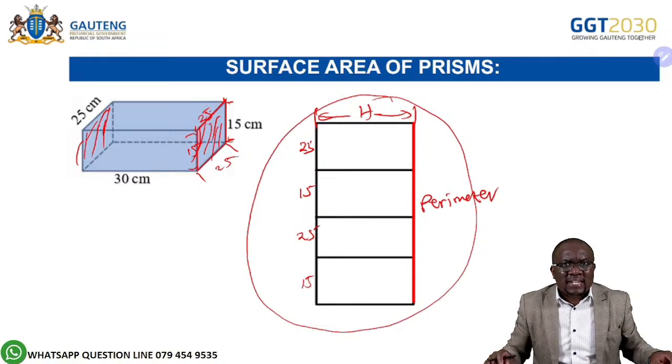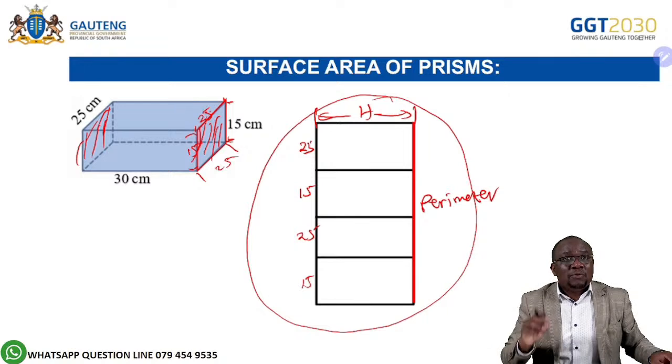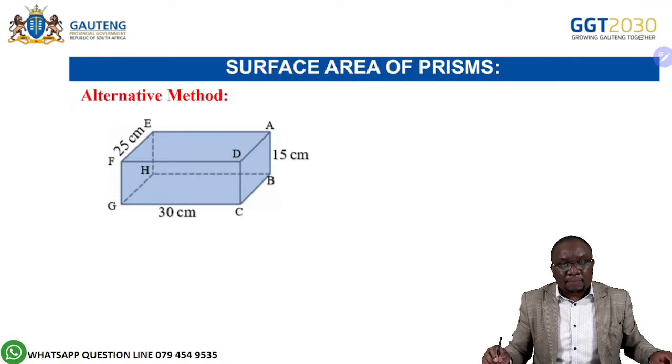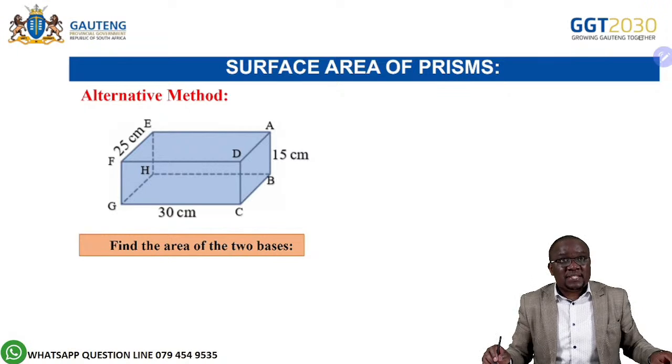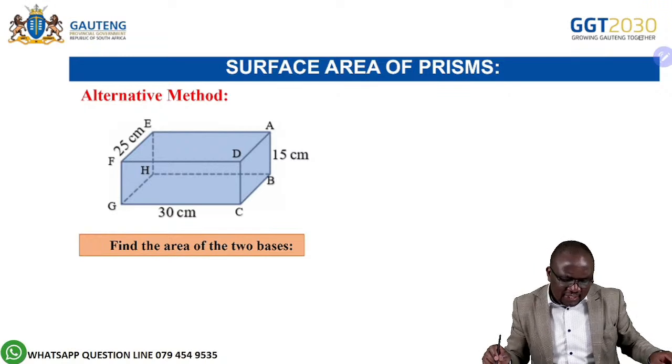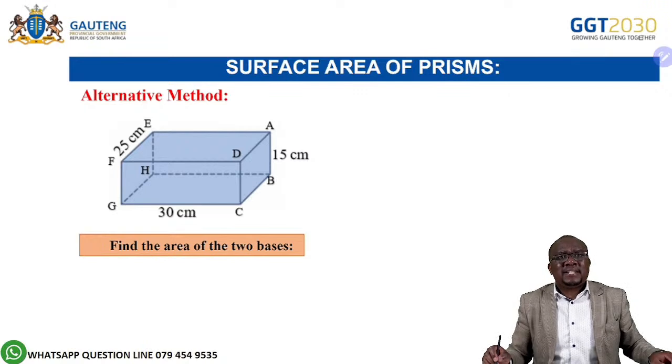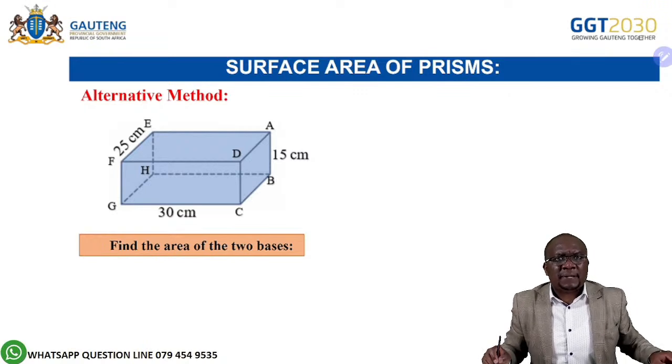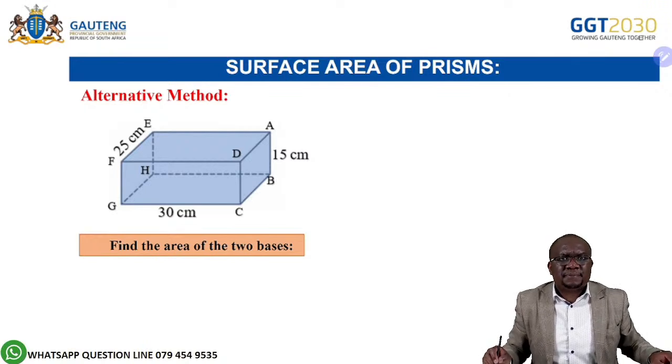Do you think you can try that? Let's see. We're going to use the same shape, but now using this method, okay? Let's try. I want us to start by finding the area of the two bases. The bases there will be A, B, C, D, and E, H, G, F. Let's find the area of those two bases. Let's try for 1 minute.